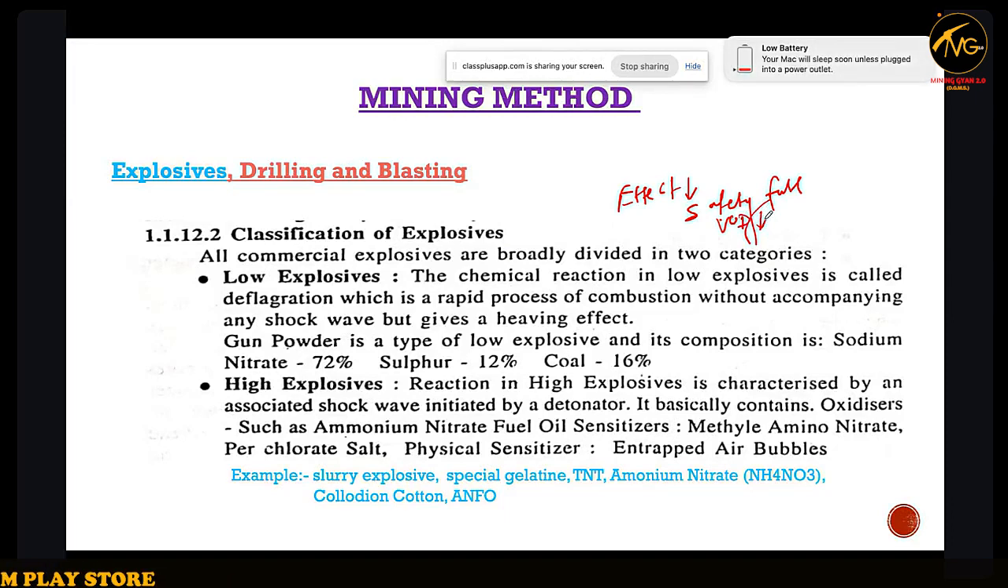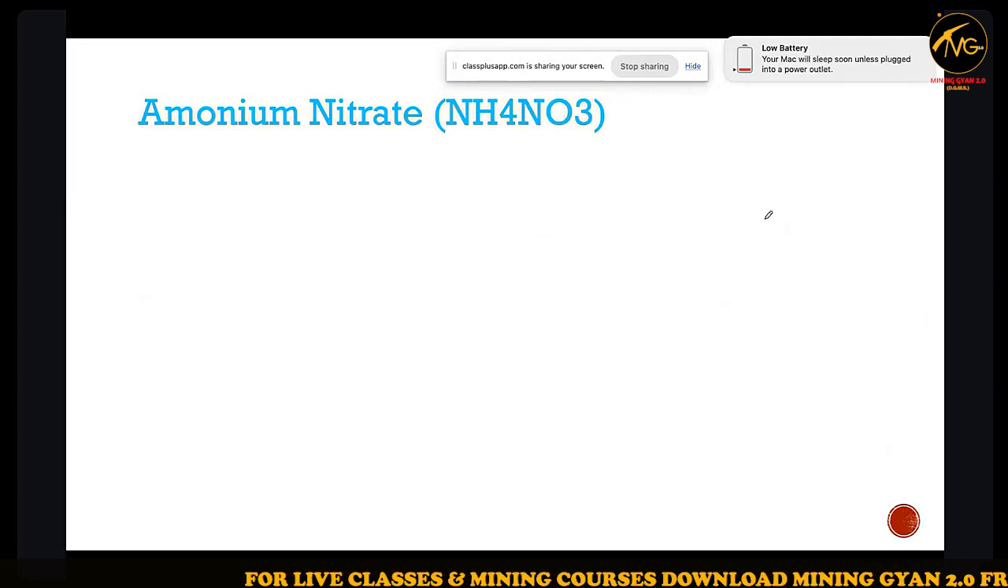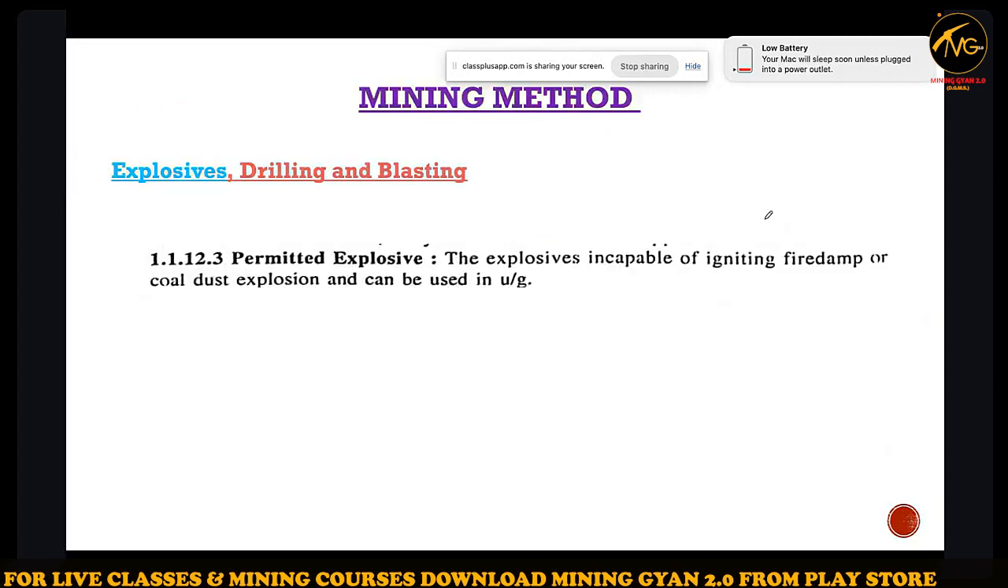For high explosive, we have discussed examples like celery, special gelatin, TNT, ammonium nitrate. Ammonium nitrate, which is a high explosive, is soluble in water. What does soluble in water mean? It means we cannot use ammonium nitrate where water is in excess. It should be cap sensitive, and it is detonated by a booster. If we want to use it as an explosive, we should mix it with NG and TNT. Please read explosive examples in detail, at least 4 to 5 points.